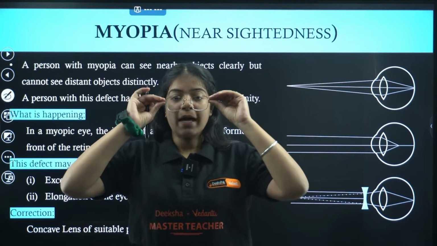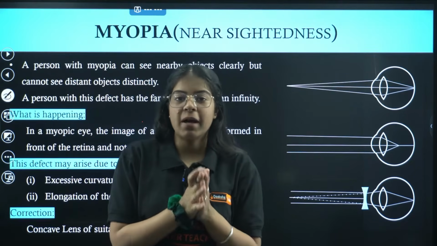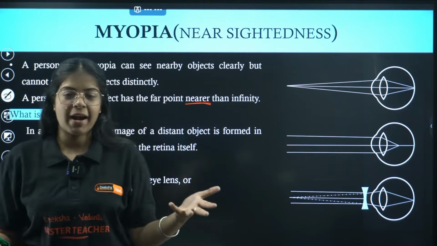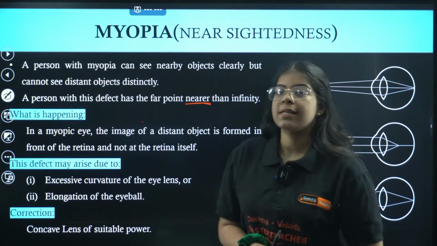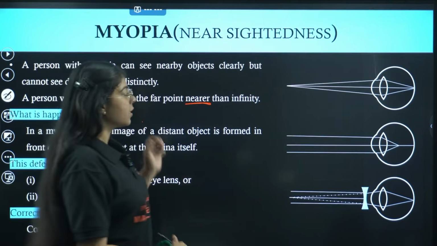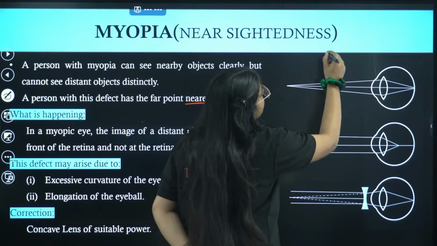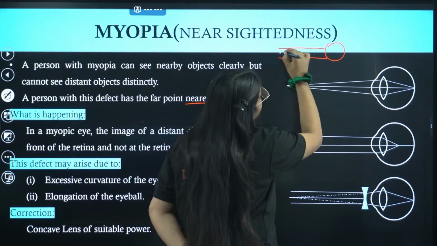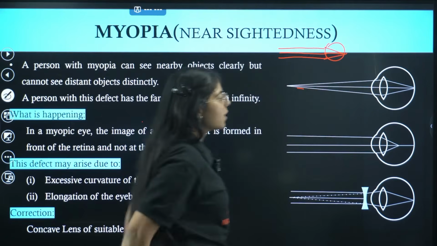We use these lenses. For myopia, we use concave lenses. Why do we use concave lenses? Because we know a concave lens is a diverging lens. I'll show you with this diagram. So let's say this is my normal eye. If the rays are coming parallel, they should be focused at the focus, correct?